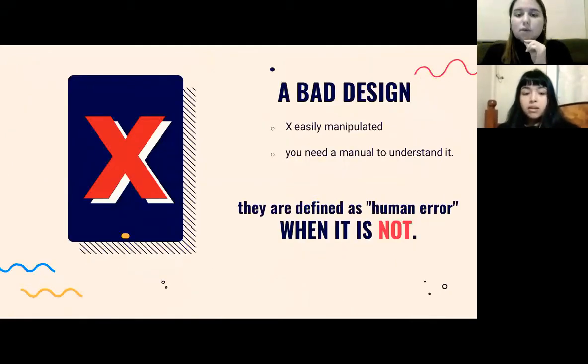Conversely, a bad design will be one that at first sight cannot be easily manipulated, and you need a giant manual to understand it. Many times in these cases, they are defined as human error when it is not. The real culprit is bad design, poorly thought out and incompetent.